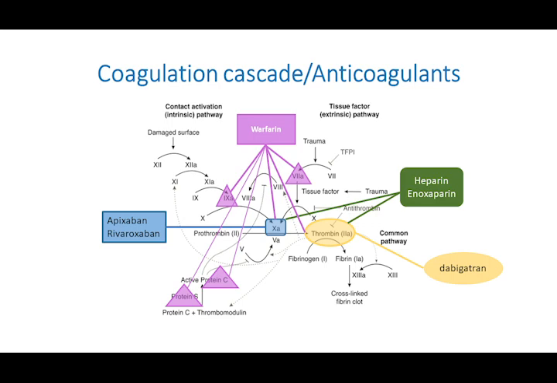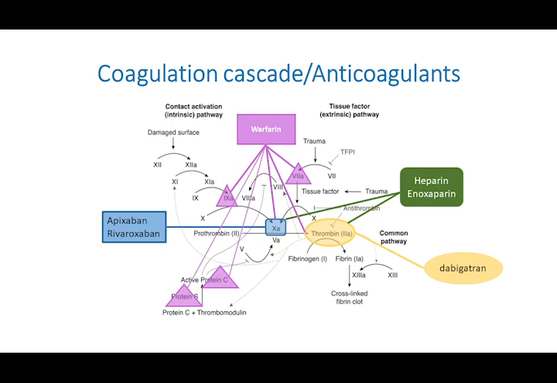Dabigatran, the yellow circle, works a little bit differently. It works on thrombin, or factor 2A, and hence the name direct thrombin inhibitor. Warfarin is an older anticoagulant, and it works on a lot of different coagulation factors. So we've got factors 7, 9, 10, 2, and it also inhibits proteins C and S.